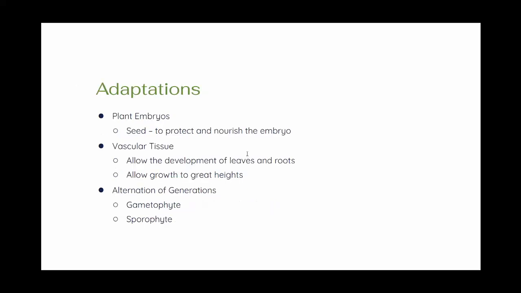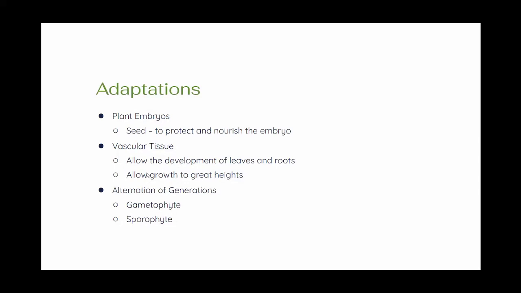So adaptations. There are a lot of adaptations of plants. First we have plant embryos. They have the seed, obviously, to protect and nourish the embryo. And we have vascular tissue now. It transports water and nutrients, and there are structures like leaves and roots, which allow the plant to photosynthesize. Plants also alternate between gametophyte and sporophyte generations, which allows diverse reproductive strategies.